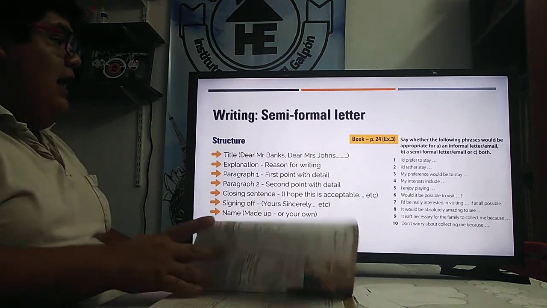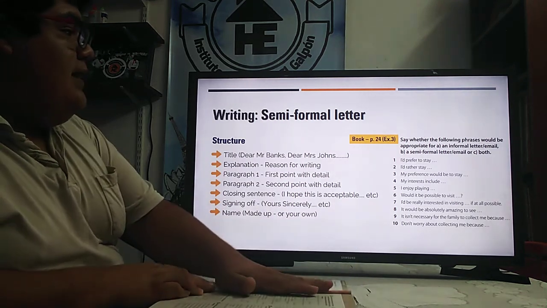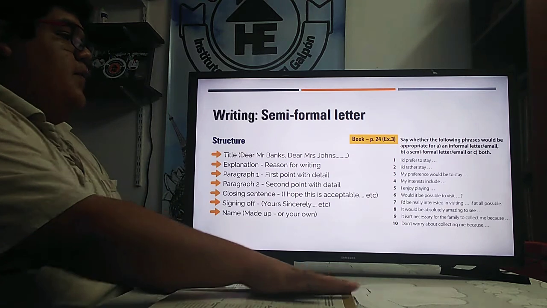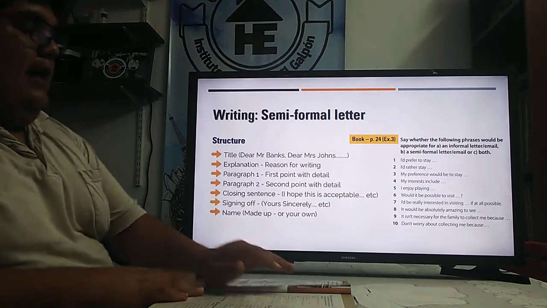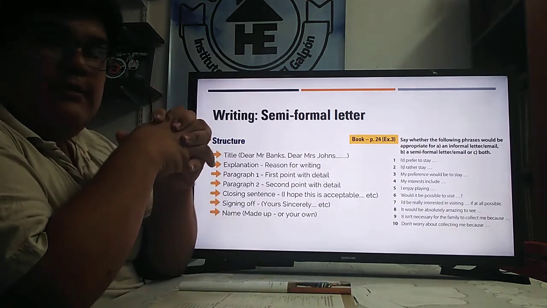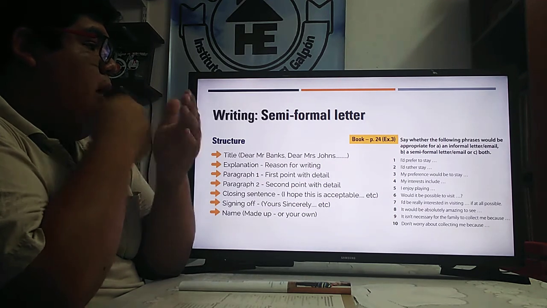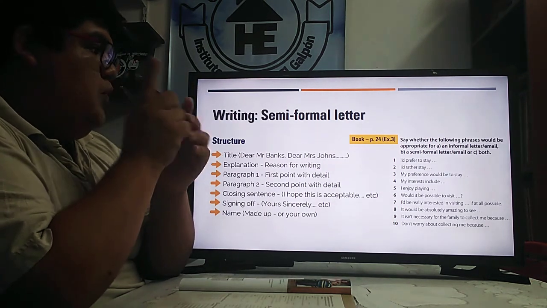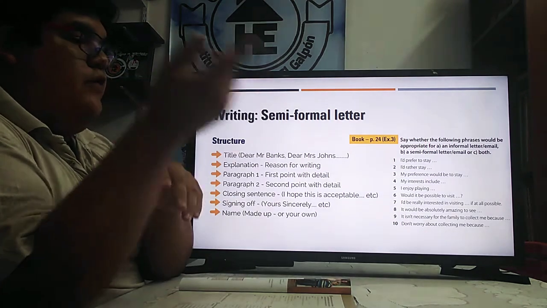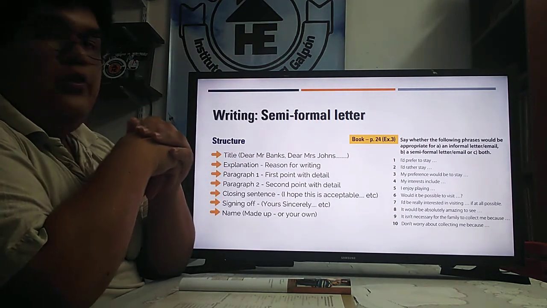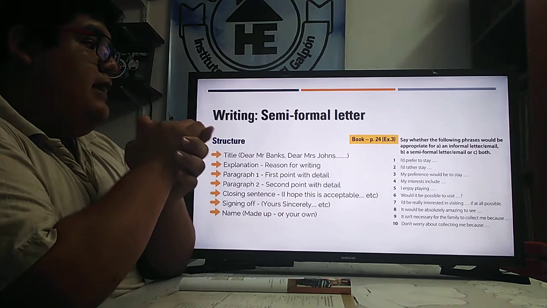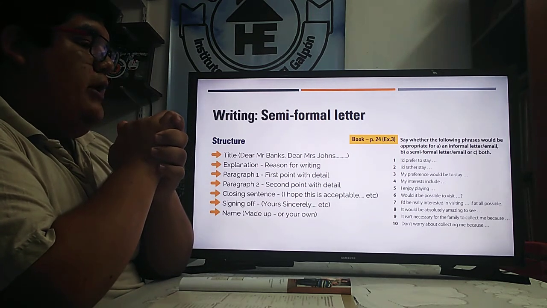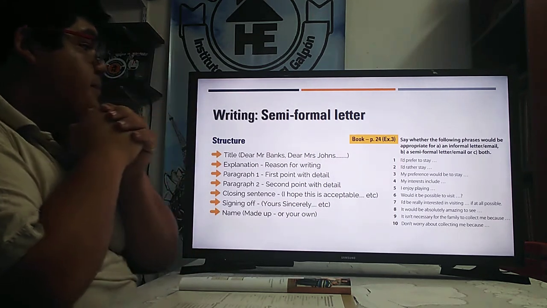And here is writing semi-formal, part 1. It is from the book, page 24, exercise 3. Yes? Well, remember that you didn't do the writing task from the previous unit. So that is something I'm going to talk with you about next.